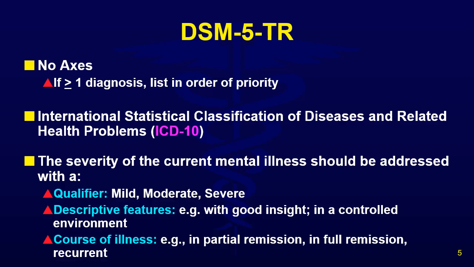The DSM-5 TR now also matches the International Statistical Classification of Diseases and Related Health Problems, otherwise known as ICD-10, coding system. Where applicable, specific qualifiers for defining the disorder severity, such as mild, moderate, severe, or extreme, descriptive features, such as with good insight, in a controlled environment, and course of illness, such as in partial remission, in full remission, or recurrent, should be provided with each diagnosis.